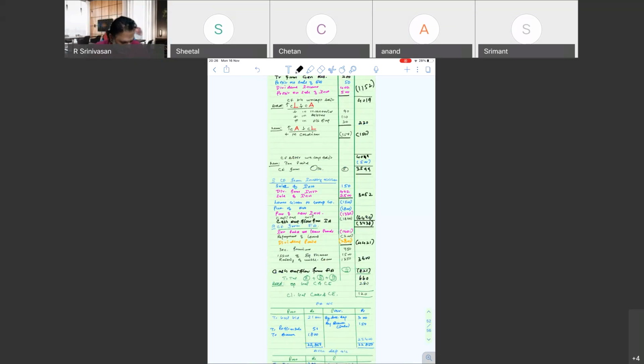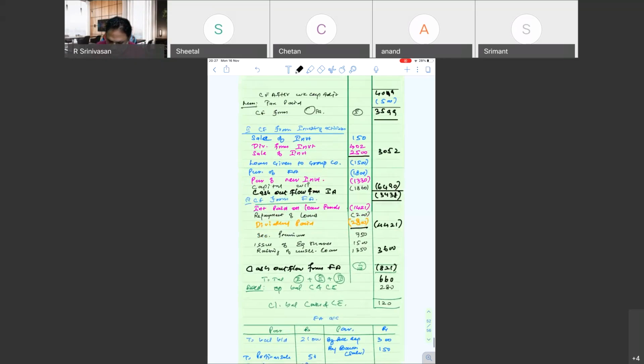They have taken tax paid as nil. Where have they taken the tax paid? That 500 they have not minused anywhere. The tax paid is supposed to be subtracted. So the cash flow from operating activity is 3599, not 4099. What is the mistake in the balance sheet? I'll find out and send it to you, this PDF. See you in the next class, friends.